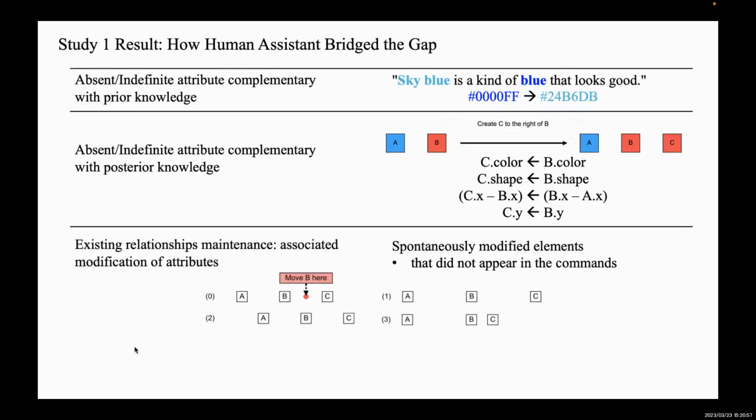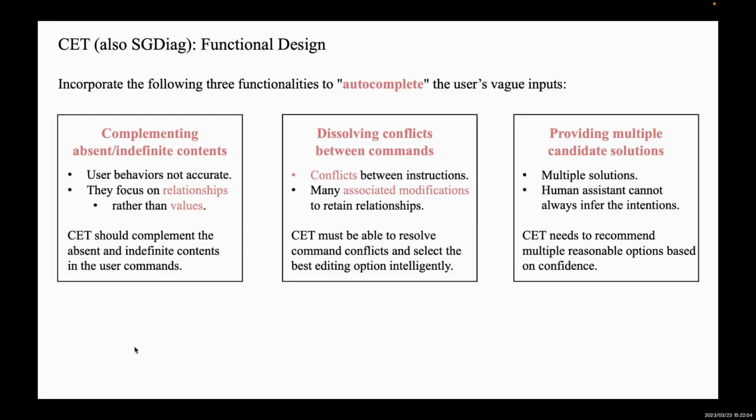Furthermore, we observed three strategies that human assistants used to bridge these gaps. They used experience-related prior knowledge to supplement missing or fuzzy parameters, such as replacing blue with a better-looking sky blue. They also used content-related posterior knowledge, such as copying the properties of existing elements or the relationship between properties. To handle conflicts between instructions, human assistants would spontaneously modify multiple diagram elements even if these elements did not appear in the user's instructions. For example, when the user requested to move square B, which is located between squares A and C, and has equal distances to both squares, the human assistant might adjust the positions of both A and C to maintain the equal distance relationship.